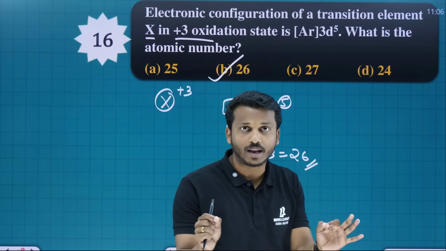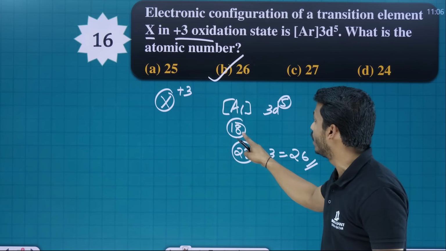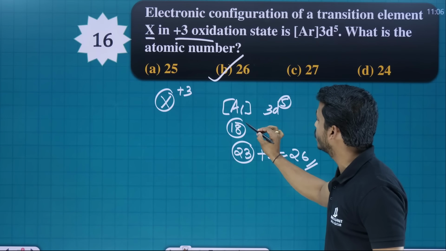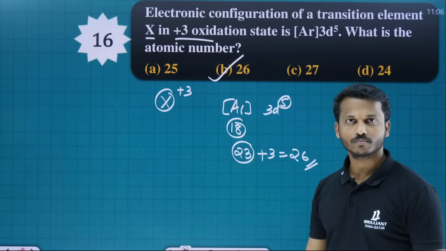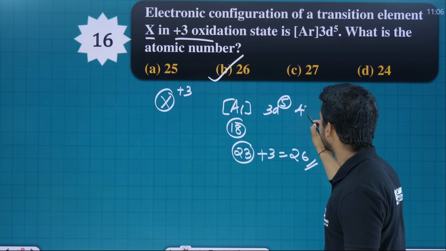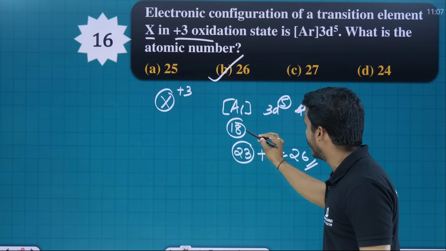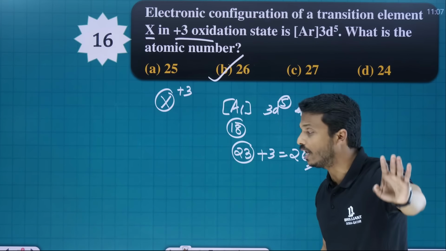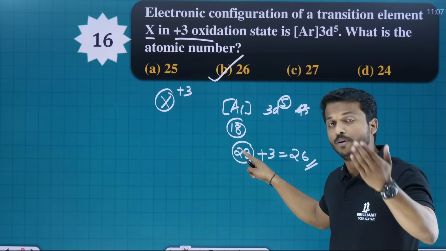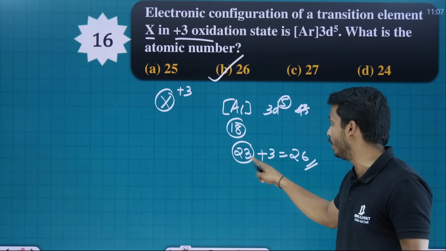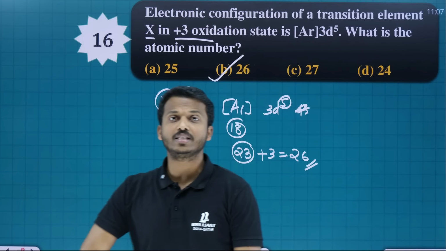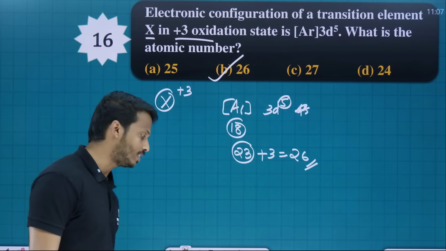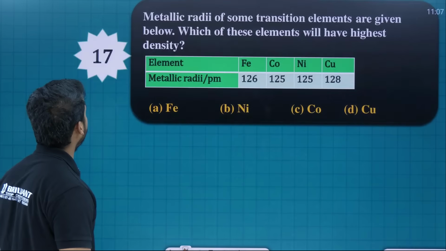They have given the element in +3 state, it is having how many electrons? 23 electrons. Because in +3 state, what is the configuration given? 18 and 3d5. That means the 4s electrons, everything is gone. So if they say +3, it means already 3 electrons are lost. After losing 3 electrons, it has 23. So before losing those 3 electrons, we need to add 3. So that will be 26 electrons. So what is the atomic number, is the question. Atomic number will be 26.